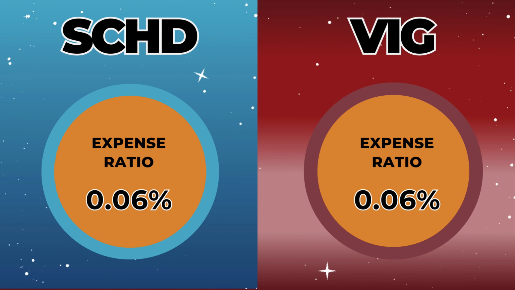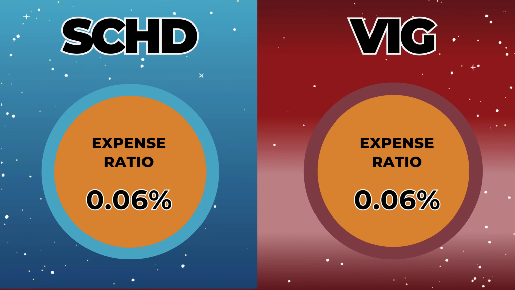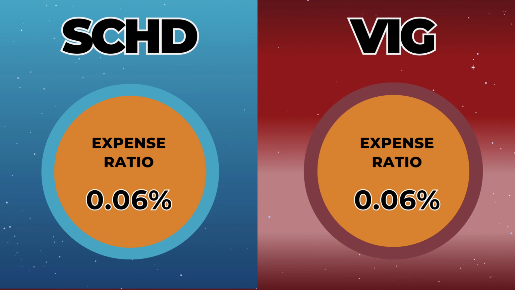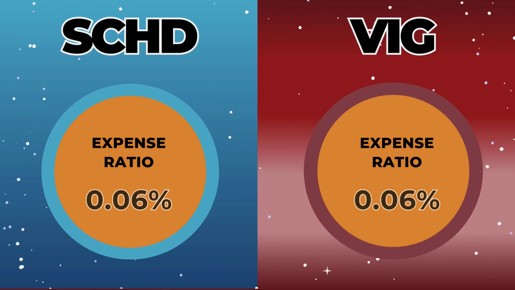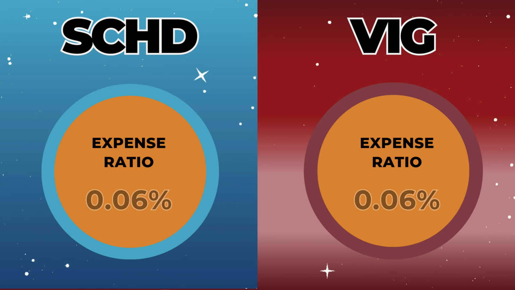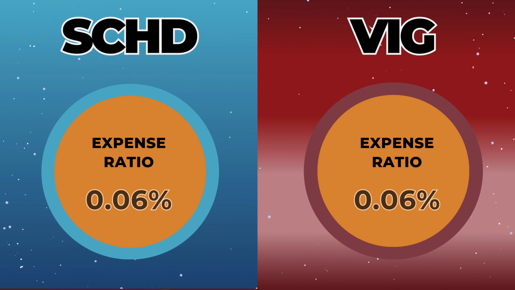Both SCHD and VIG have an ultra-low expense ratio of just 0.06%. For every $10,000 invested, this amounts to just $6 in annual fees, making them cost-effective options for long-term investors.